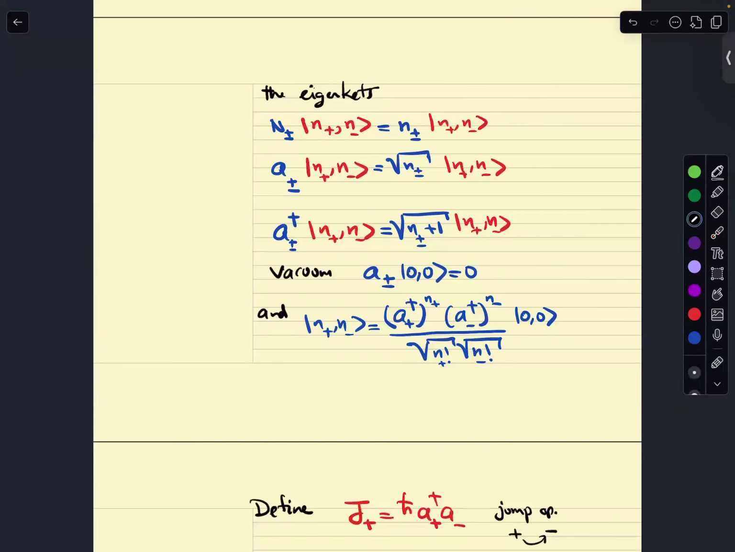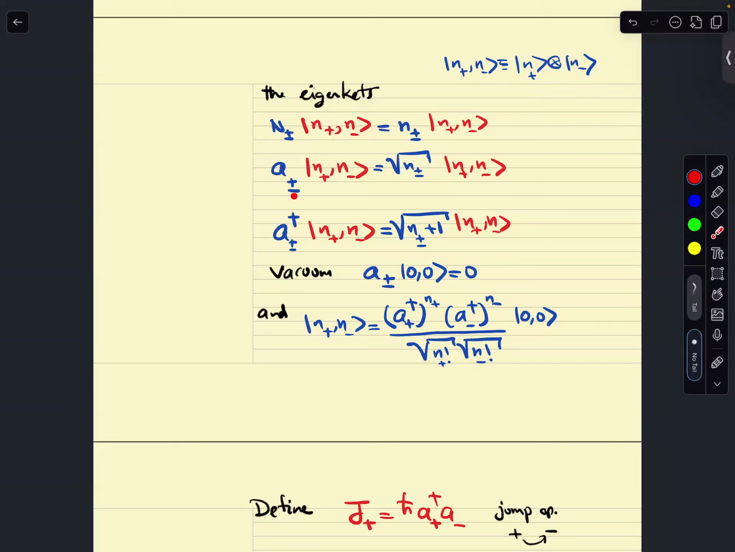So what are we talking about? We have two simple harmonic oscillators. There's a basis for that, the ket n plus, n minus. If there's something that you don't know about the notation, please do ask. This means the state where you have n plus units of energy for the plus oscillator, and n minus units for the minus oscillator. So here are the eigenkets of n plus and n minus.